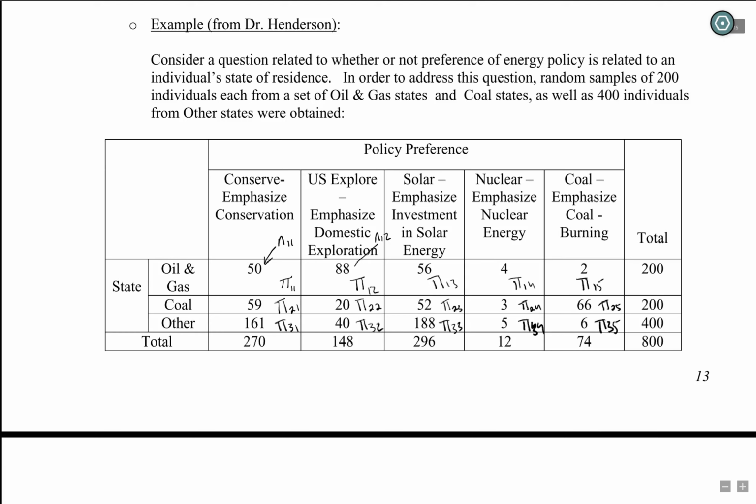I want you to be aware that there are these underlying population proportions for each of these cell counts, and we are interested in testing whether these three are the same, and these three, and these three, and these three, and these three. So we're testing the equality of those sets of proportions. That's setting up this sort of problem.